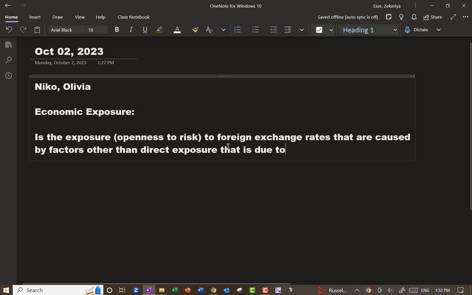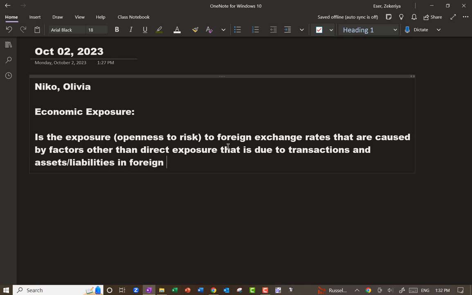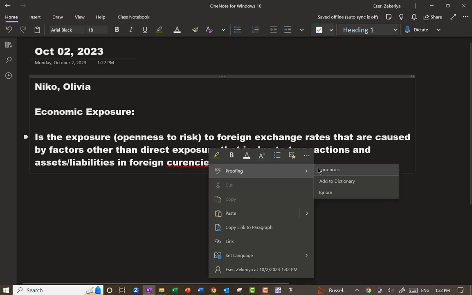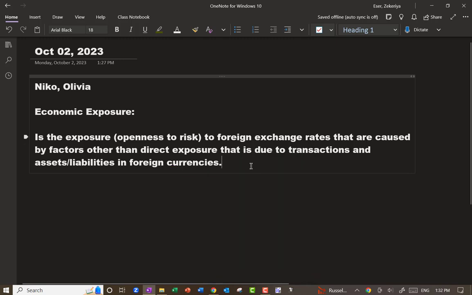That is due to transactions and assets or liabilities in foreign currencies. If you're holding shares of Honda Motor Company, if the Japanese yen strengthens, that's going to be worth a lot more compared to otherwise.